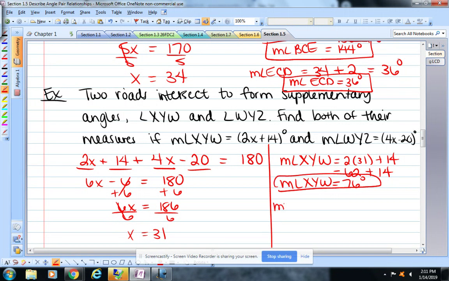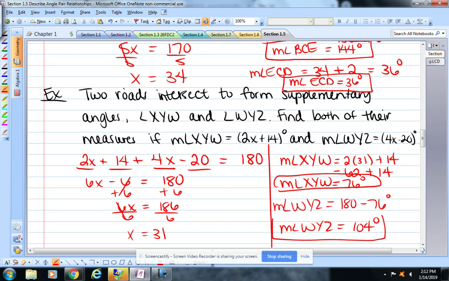How can I get the measure of angle WYZ now? Two ways. Can I just say 180 minus 76, since I know they're supplementary? Did somebody tell me what 180 minus 76 is? 104? So the measure of angle WYZ is 104, and you can check that by how?